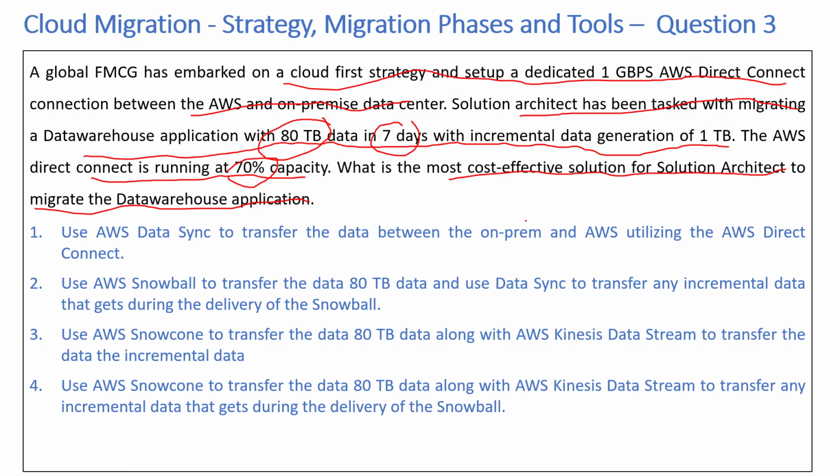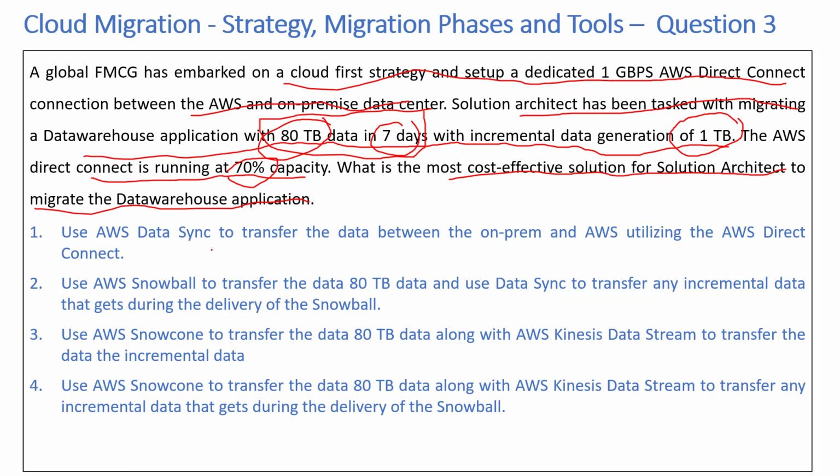So clearly you cannot migrate all the 80 TB through this 1 Gbps link because there's only 30% capacity available. So you need to look at an offline solution because it needs to migrate in 7 days, right? And then the incremental data that gets generated, you can migrate through the Direct Connect. Okay, so now let's take a look at the options.